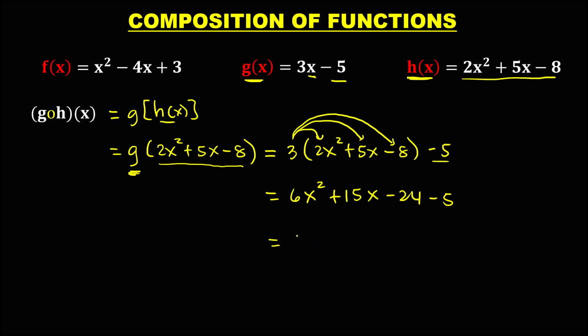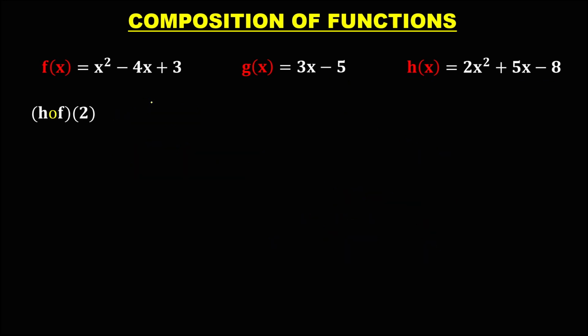Then combine like terms. So this one is 6x squared plus 15x. And for this negative 24 and negative 5, since the same negative, you add. So this is negative 29.